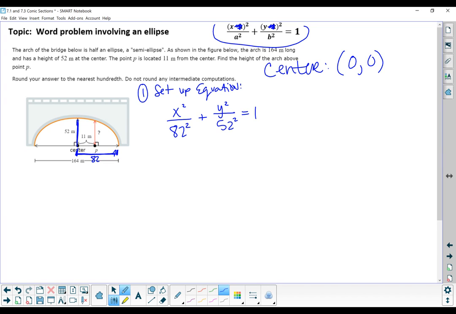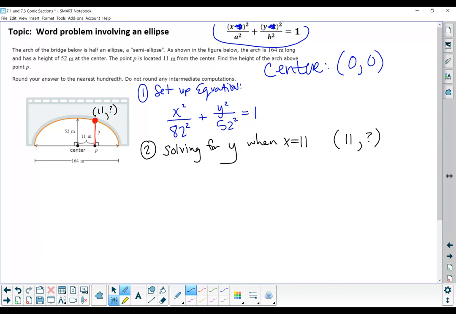Now, the distance that we're trying to find here is a y value. We're trying to figure out how high that is. And if you think about this point on the edge, it has an x coordinate of 11 and a y coordinate of we don't know. That's what we're trying to figure out. So we're going to be solving for y when x equals 11. And that's because our point is 11 something.